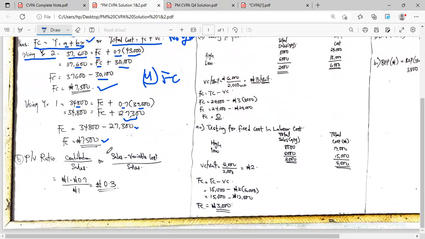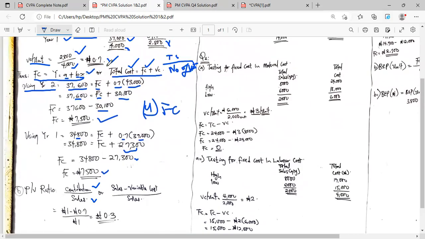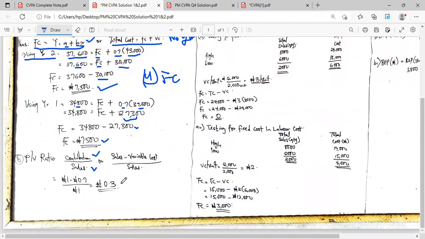Then B says determine your PV ratio, which we call the contribution margin ratio. And I told you contribution margin ratio is also known as contribution to sales ratio. So from the words contribution to sales, put your contribution up, put your sales down, and you are good to go. How do we get our contribution? 1 minus variable cost. 1 naira is your selling price per unit, minus 0.7, which we have gotten before as our variable cost per unit. Then divided by sales again, which is our selling price per unit. And our contribution margin ratio is 0.3. Does that make sense?